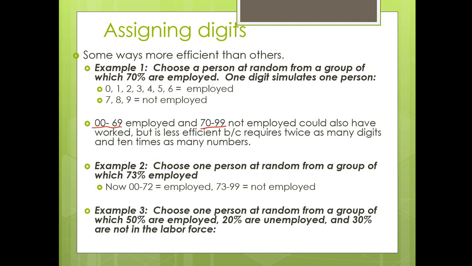You can have more than just 2 possible outcomes as well. So if we wanted 50% are employed, 20% unemployed, and 30% are not in the labor force, you could still break this up. You could do 0 to 4 are employed, then 5 and 6 are unemployed, and then 7, 8, and 9 are not in the labor force.